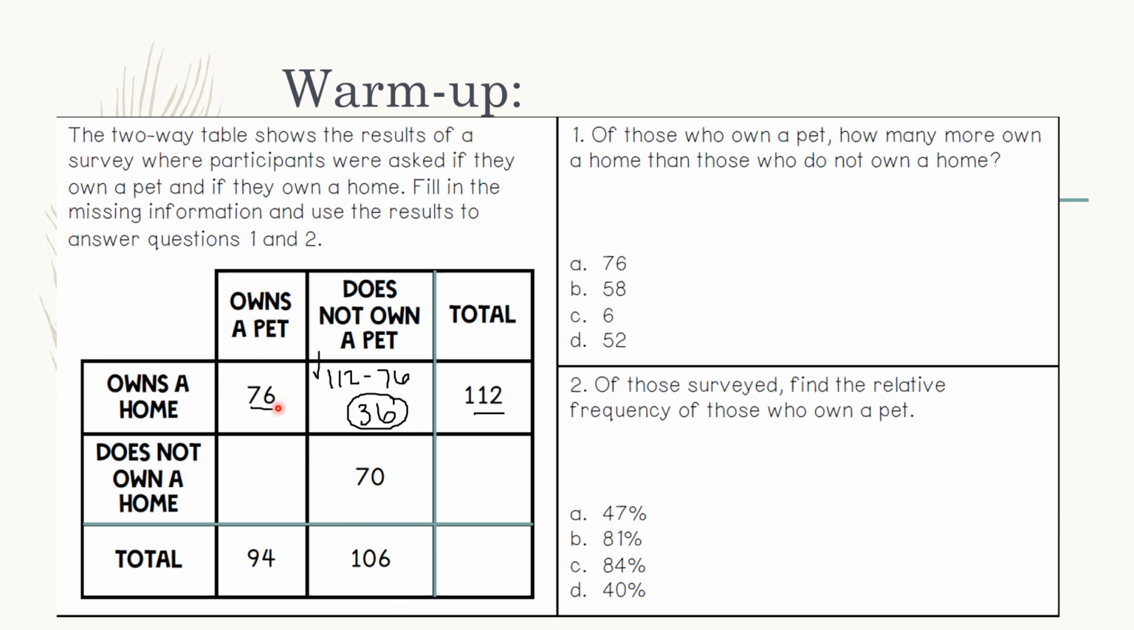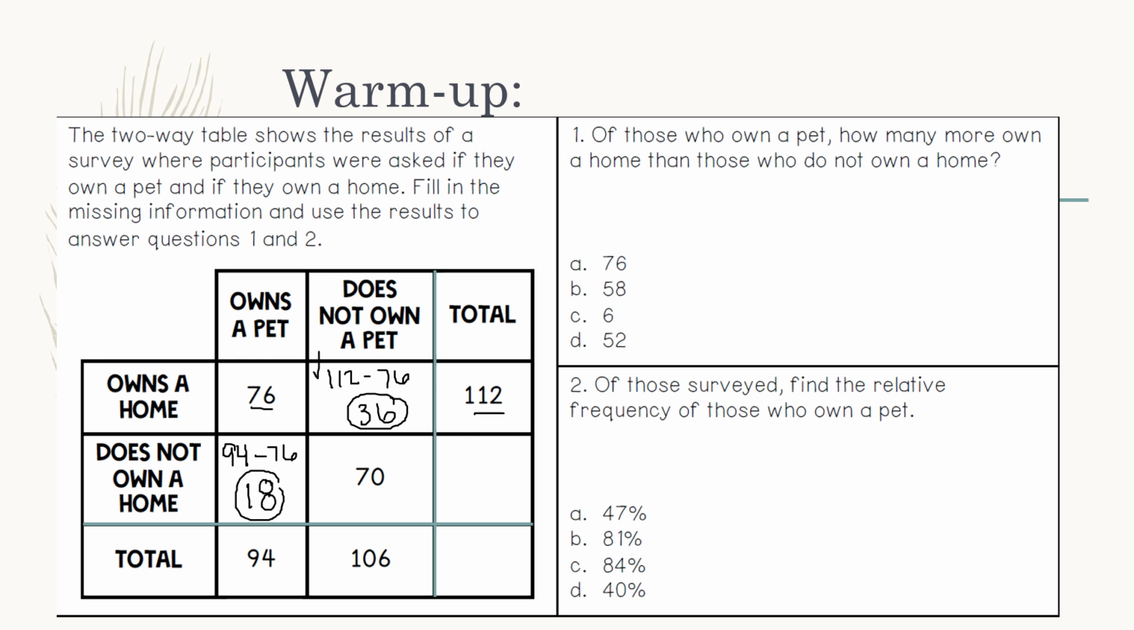The way we find that is we take our total number of pet owners and subtract our total number of homeowners, and we'll find our non-home owner pet parents. All right, so I'm going to take 94, and from that I'm going to subtract 76, and I will get the total number of people who own a pet but do not own a home. So 94 minus 76 gives me a total of 18.